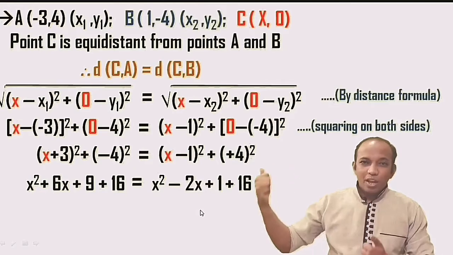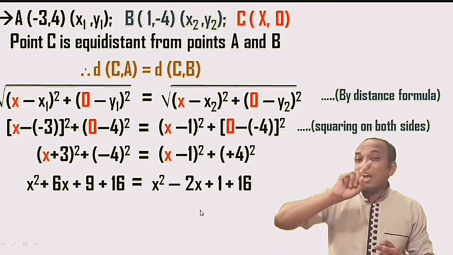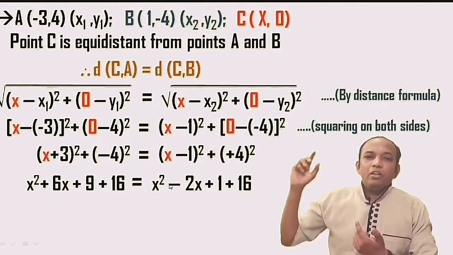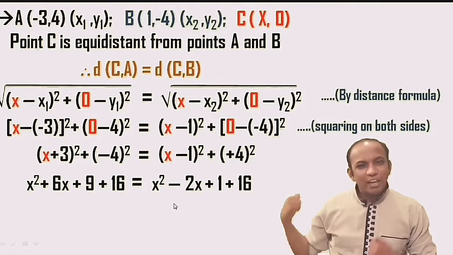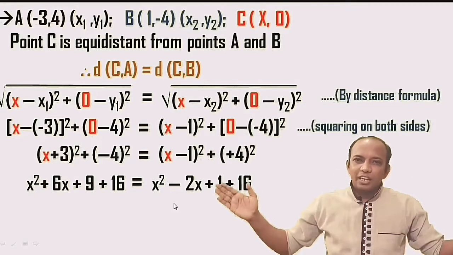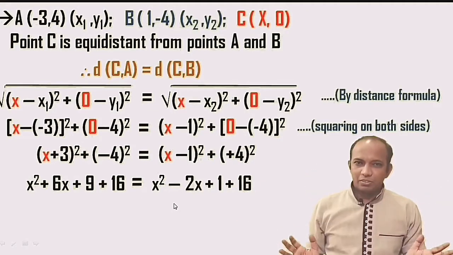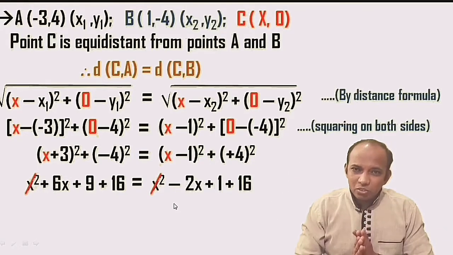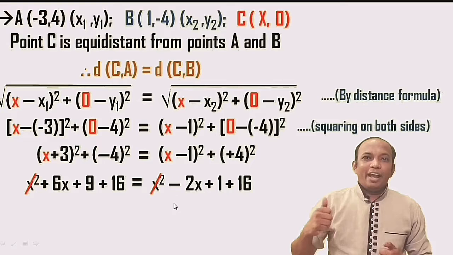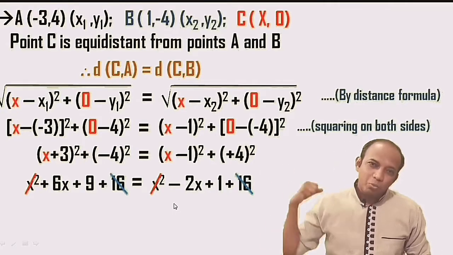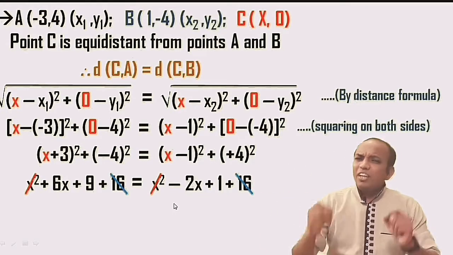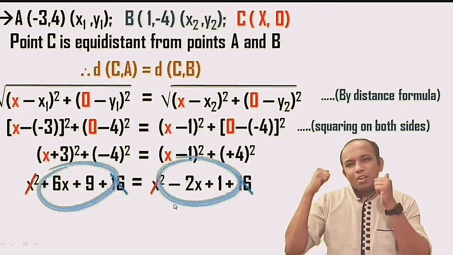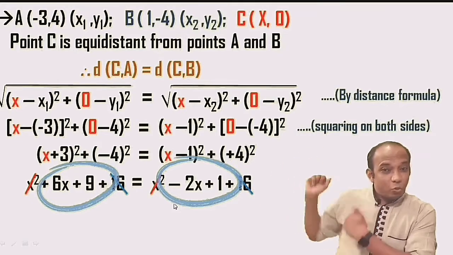On the other side we get x square minus 2x, yes, because between we have x minus 1, the minus sign is there, that's why a square minus 2ab we have to use. So what we have over here is x square minus 2x plus 1 plus 16. Now on both sides, if you observe, there are a few like terms with the same sign, like x square and x square, so we can cancel or strike out those. So x square you can strike out, and 16 also, because 16 is positive on both sides, so 16 is also removed. So what are we left with? We are left with, after cancelling them out, 6x plus 9 and negative 2x plus 1.